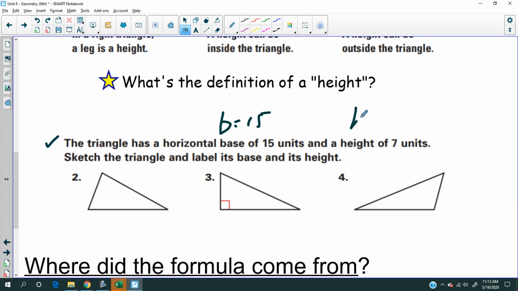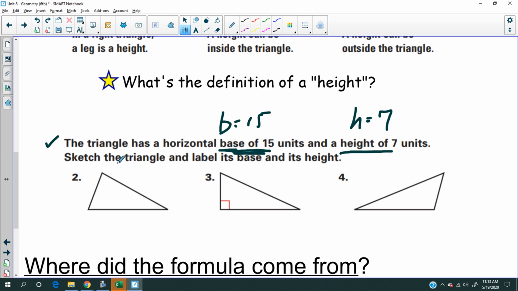Now here's what we're gonna do. We're gonna take advantage of this situation. We're gonna find the base and the height, and then we'll calculate the area. How about that? Okay, I think that will be a great end to the lesson. So the triangle has a horizontal base, so the base is 15, height is 7.